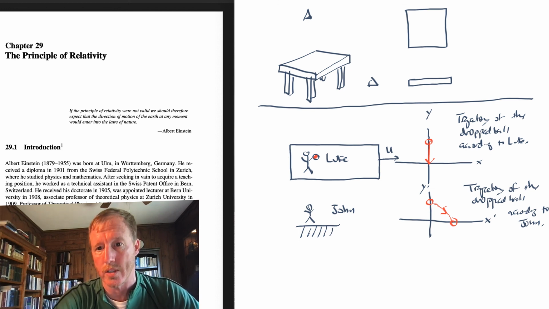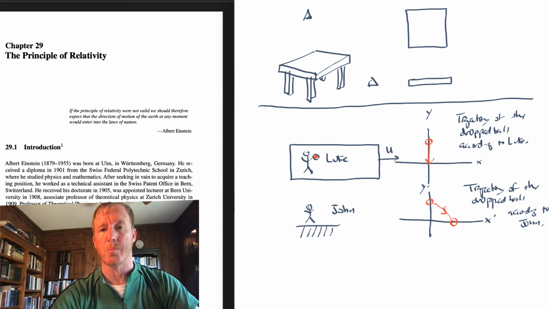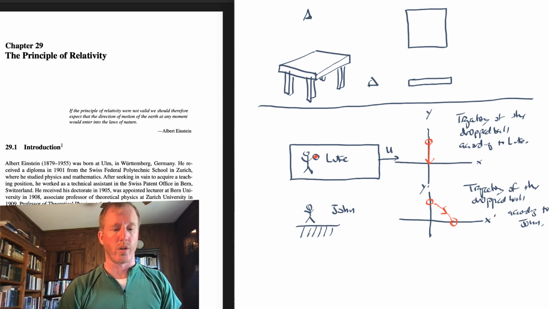So why do we see it moving in a parabolic trajectory? Because we're compounding a uniform horizontal motion with a naturally accelerated vertical motion. So according to both of these observers, the ball obeys Newton's laws of motion.